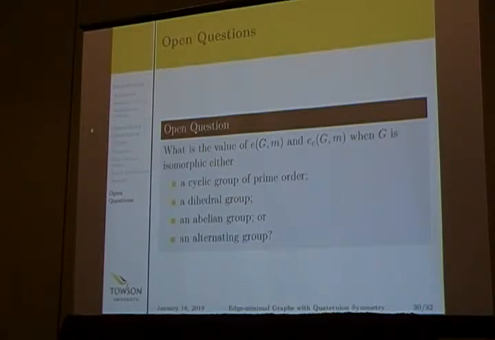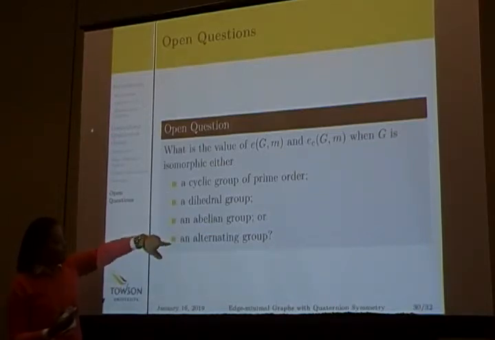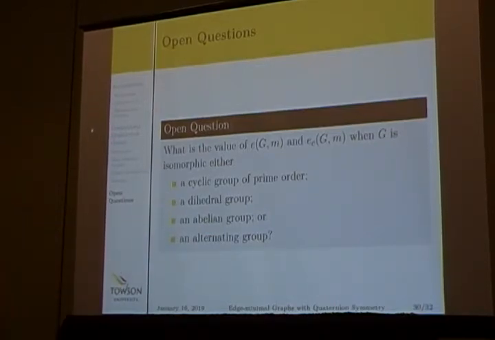You might also consider taking a look at these two invariants for other groups. All right, so these are all open. You might do a cyclic group of prime order. I guess P equals 2 and P equals 3 are done, but any other prime, a dihedral group, an abelian group, and an alternating group.